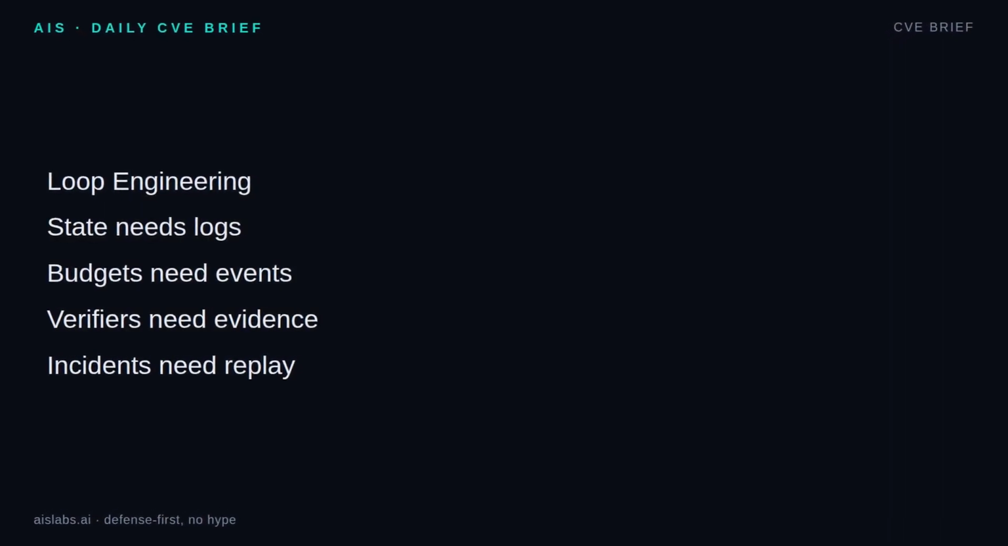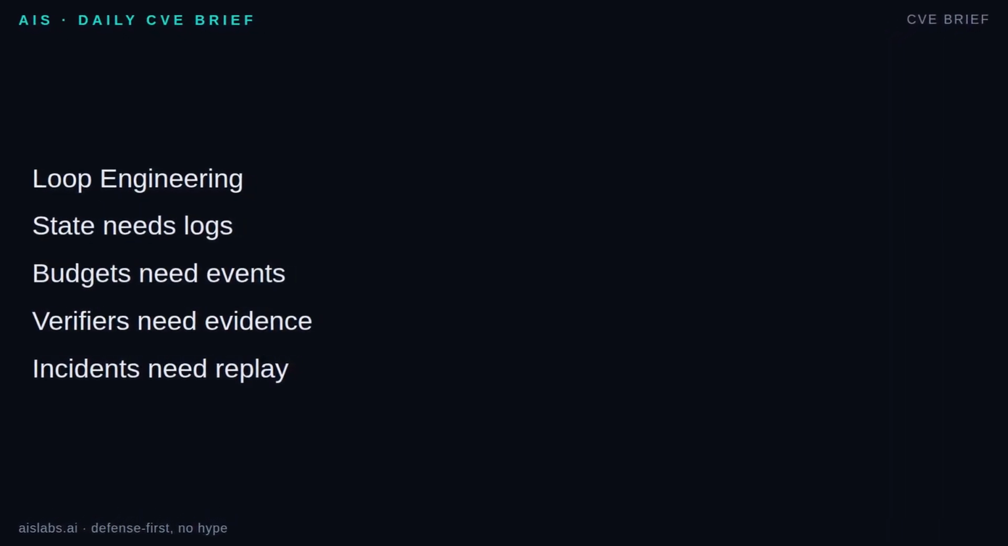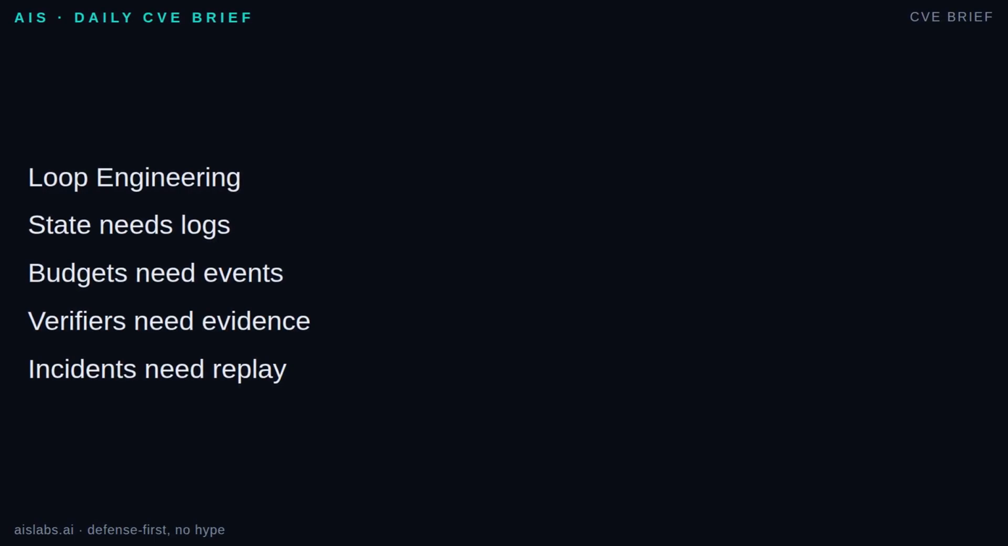This sits beside state management, verification, budgets, and stop conditions. State is what the loop believes now. Logs are how that belief changed. Budgets are not just counters. Log budget updates so you know why a loop stopped early or kept spending. Verifiers are not comments. Their results are routing events.